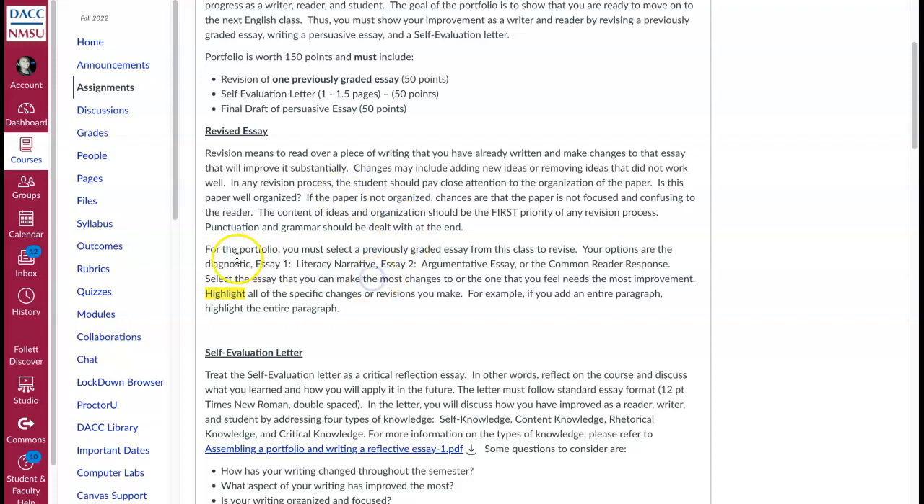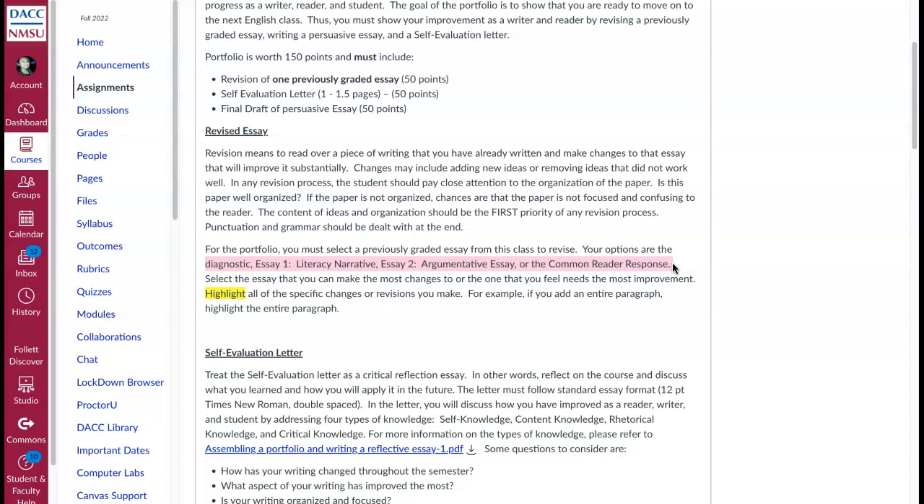Your choices for essays that you can revise are these right here. So you can select the diagnostic. You can select the first essay, which was the literacy narrative. You can also select the argumentative essay, which was essay number 2, or you can select the common reader response. So any of those you can go ahead and revise for your portfolio.